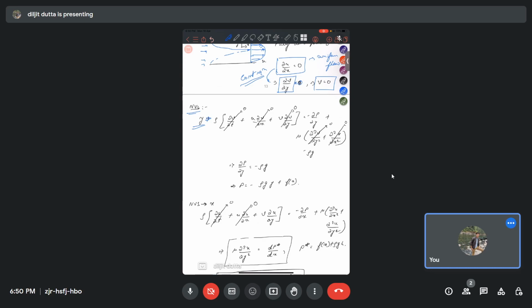So what we will get finally is del p by del y equals to minus rho g. So p is equal to minus rho g y plus f of x.